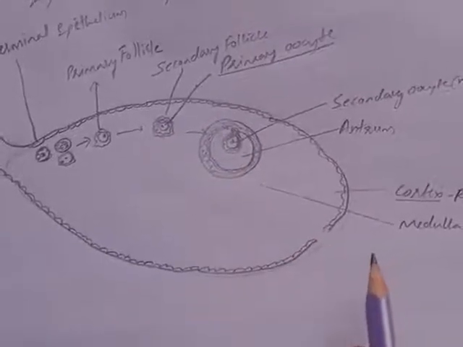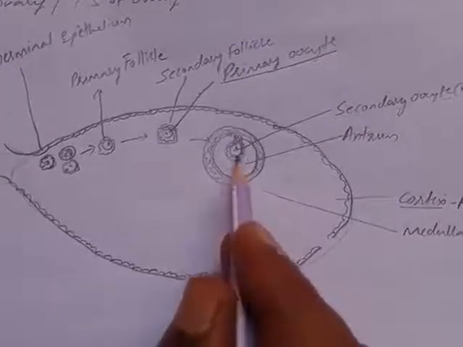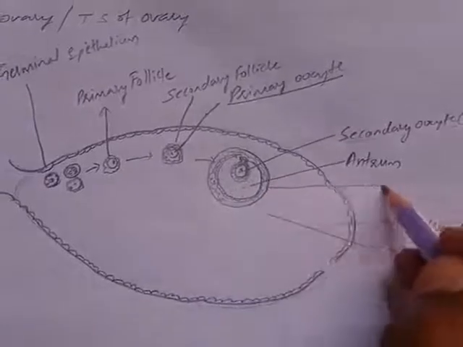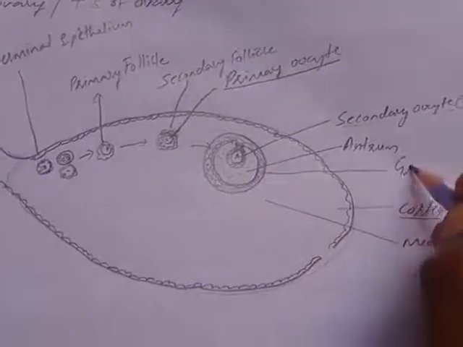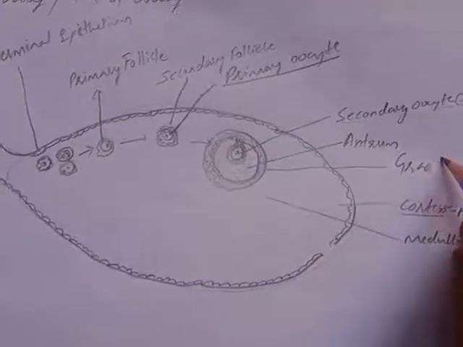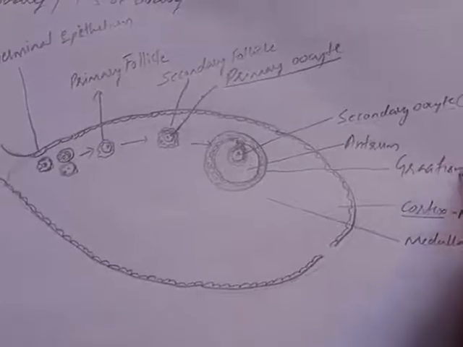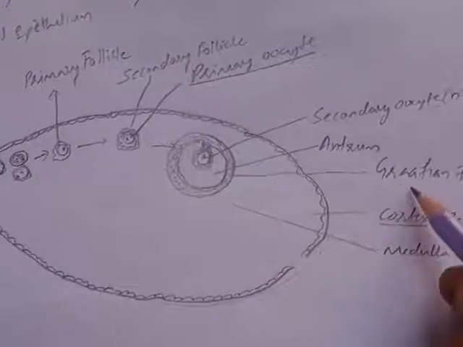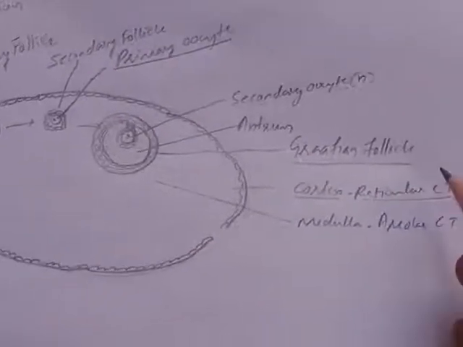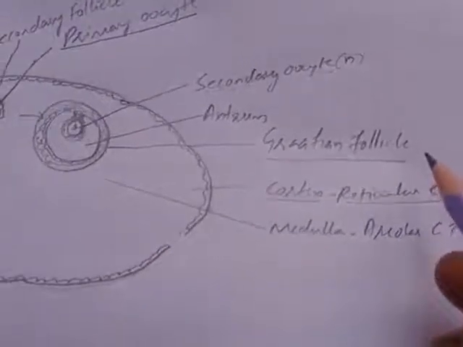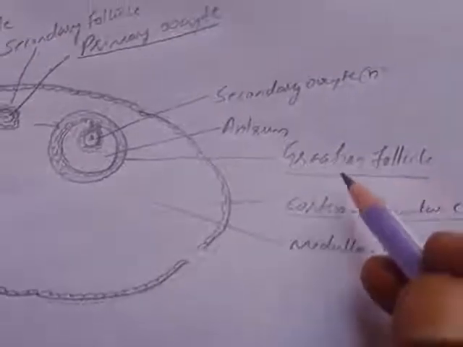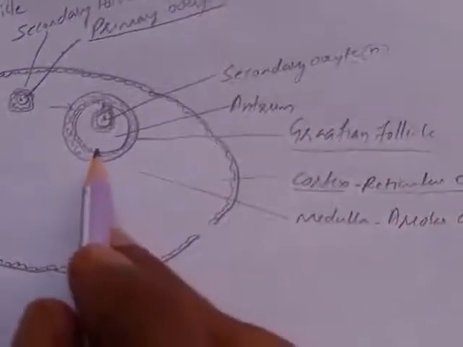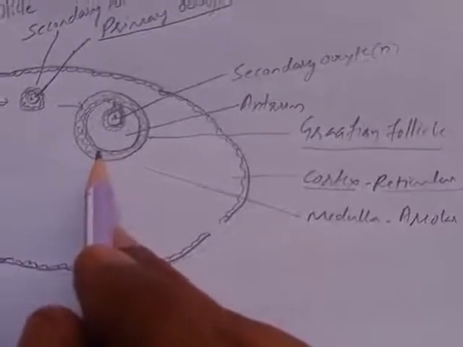Next, when it is matured, the matured follicle is called the Graafian follicle. The matured follicle or tertiary follicle is called the Graafian follicle. It is named after the scientist who proposed or discovered it.